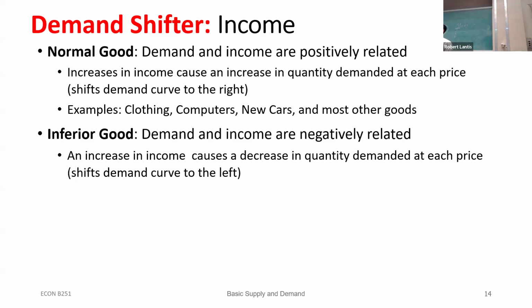cars. New cars are normal goods. When people have more money, they typically demand more brand new cars. They can afford them. Used cars, as I have more money, it becomes less likely I'm going to buy a used car, more likely I'm going to buy a new car. So having more income, we see the amount of used cars demanded goes down. It's an inferior good. They work in opposite directions, okay?